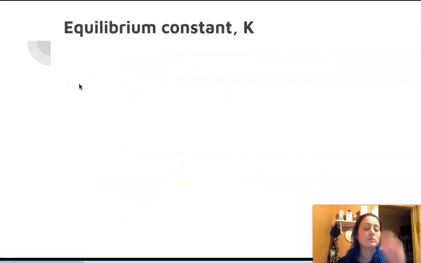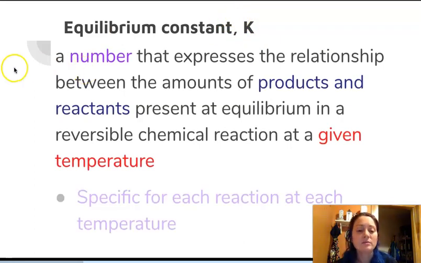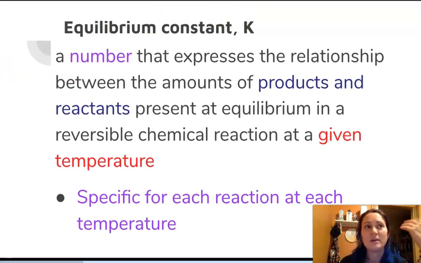Okay, so how do we describe equilibrium? Equilibrium is actually equal to a number, and that number is called K. And very, very important, this is capital K, not lowercase k. This is not the rate constant. This is the equilibrium constant. State function, capital K. This is a number that expresses the relationship between the amounts of products and reactants that are present at equilibrium. And very importantly, K is dependent on temperature. So for one reaction, K will vary with every temperature.